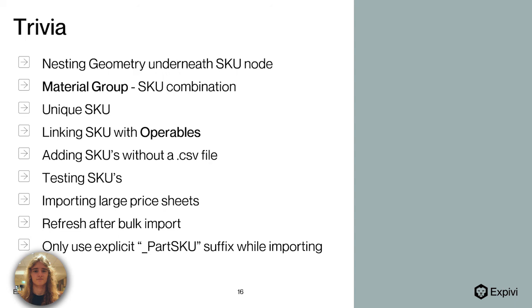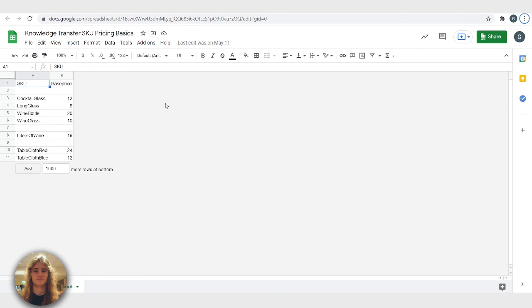Also, a very important note on importing larger price sheets is that there is a limit in the amount of rows that can be imported at once. If we look at the price sheet that was being used for this assignment, I would say this is a rather small price list. It only contains up to 7 SKUs and 7 base prices.